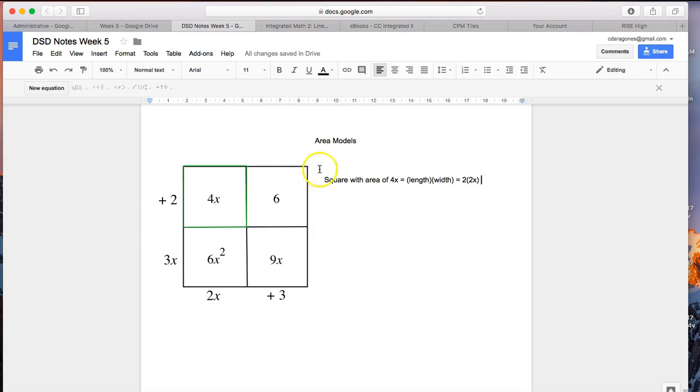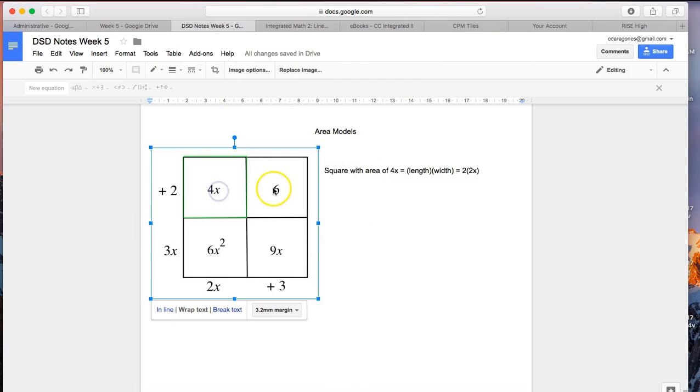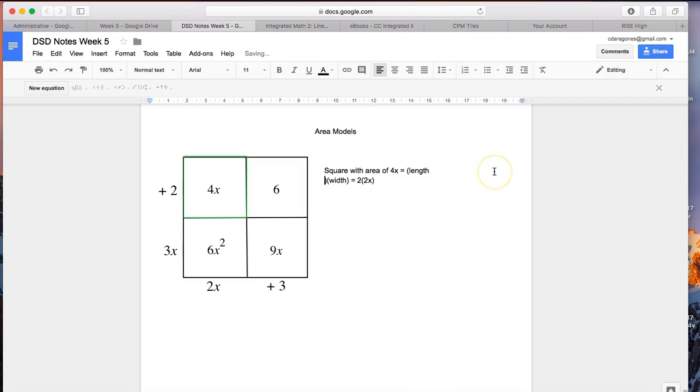So you can do that with this overall rectangle. If I take this entire rectangle and add up all its areas, the area of the entire rectangle, and write it as a sum, it would be 4x plus 6 plus 6x squared plus 9x.